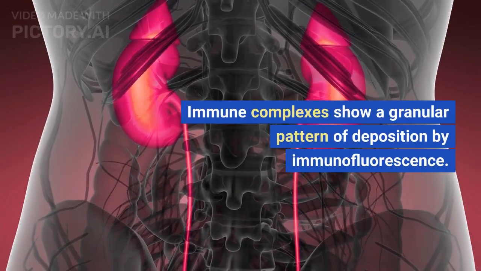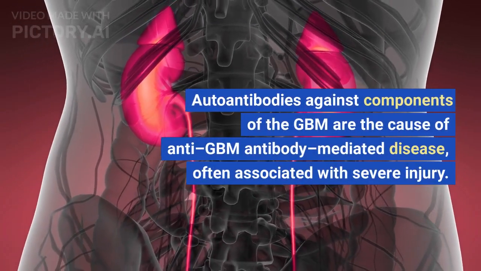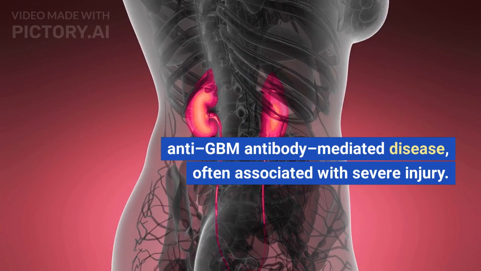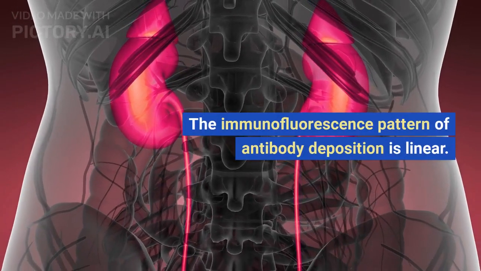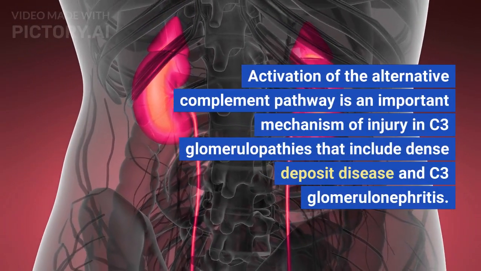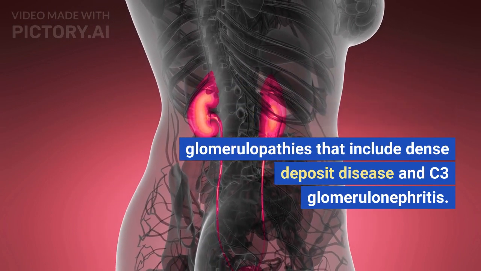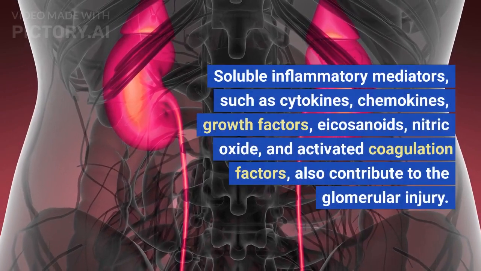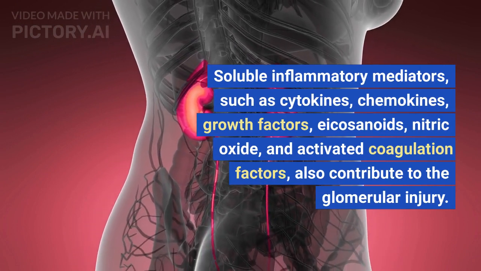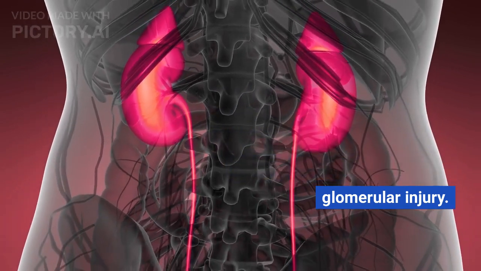Immune complexes show a granular pattern of deposition by immunofluorescence. Autoantibodies against components of the GBM are the cause of anti-GBM antibody-mediated disease, often associated with severe injury. The immunofluorescence pattern of antibody deposition is linear. Activation of the alternative complement pathway is an important mechanism of injury in C3 glomerulopathies that include dense deposit disease and C3 glomerulonephritis. Soluble inflammatory mediators, such as cytokines, chemokines, growth factors, eicosanoids, nitric oxide, and activated coagulation factors, also contribute to the glomerular injury.